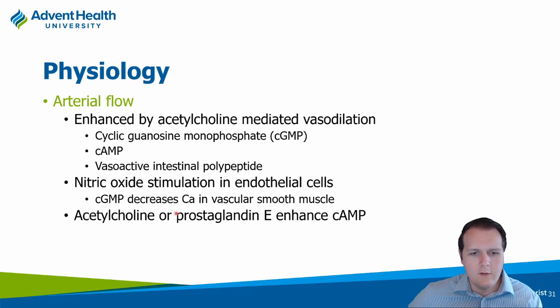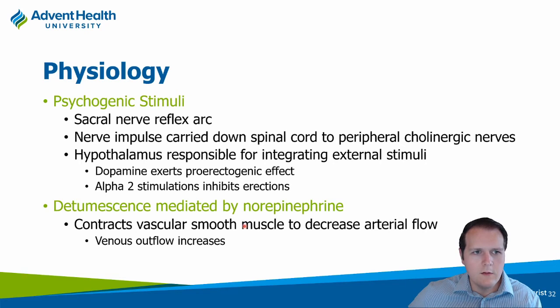We're also going to see that there's a prostaglandin that also helps enhance cyclic AMP formation. This will be really important for an alternative agent we'll talk about later on. So, of course, it's not just the amount of blood flow that's occurring here that changes. There also has to be some sort of psychogenic stimuli that occurs here, and there's a pretty complicated sort of reflex arc that happens that sends nerve impulses down to actually stimulate the erection itself.